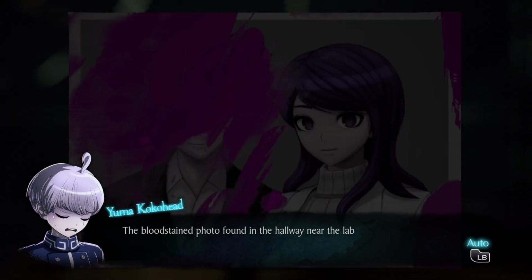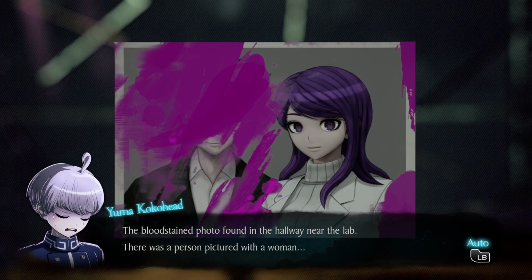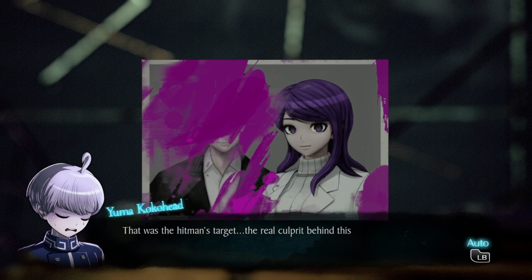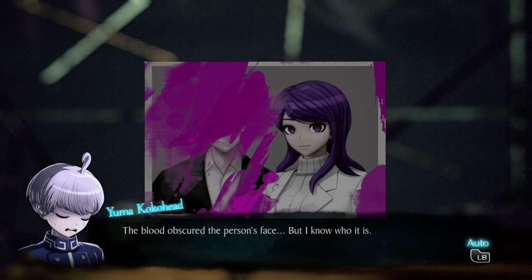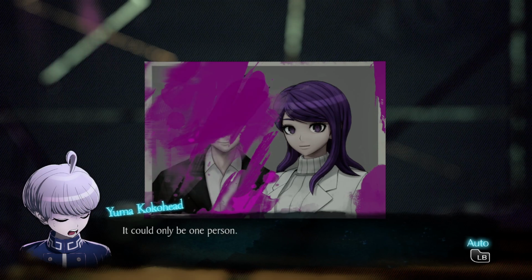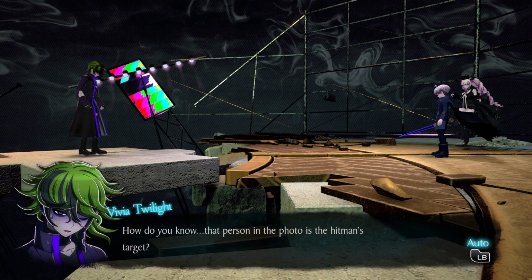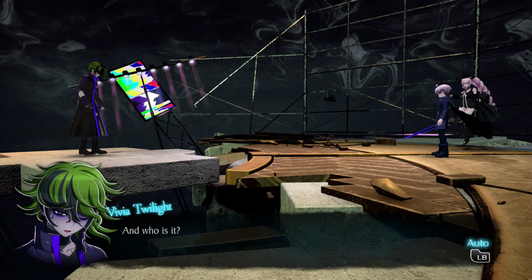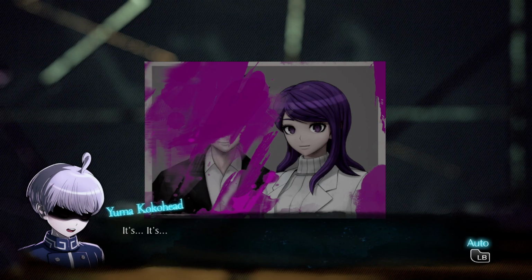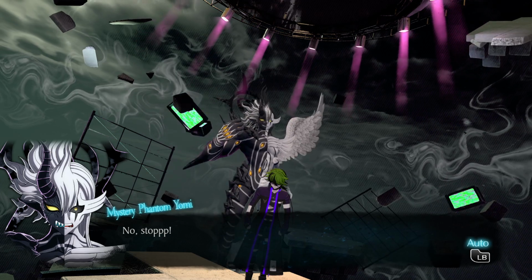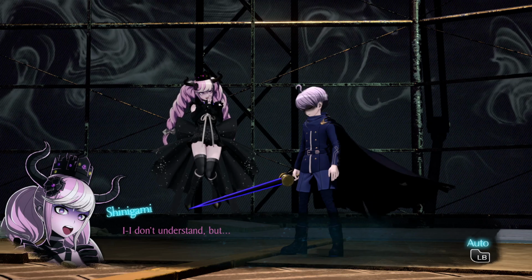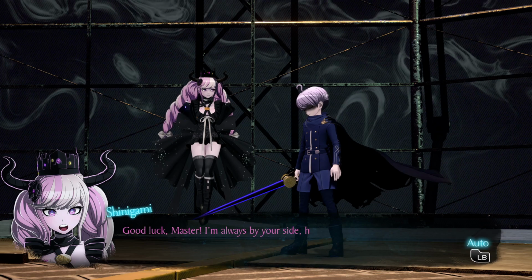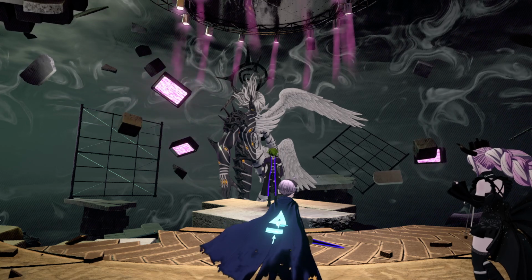The bloodstained photo found in the hallway near the lab. There was a person pictured with a woman. That was the hitman's target. The real culprit behind this case. I think Dr. Whisker. The blood obscured the person's face. Dr. Whisker's... It could only be one experiment 3 years ago. How do you know this? That person in the photo is the hitman's target. And who is it? It's... No! Stop! Don't you dare say another word! No one wants the truth! I don't understand, but... Good luck, Master! I'm always by your side, haunting you! Thank you, Shinigami.